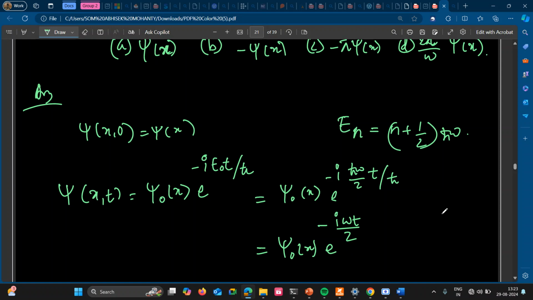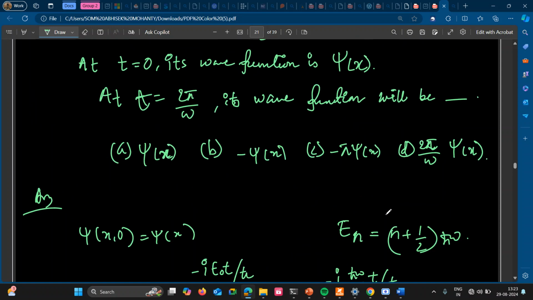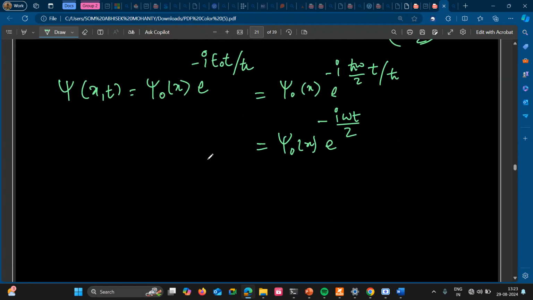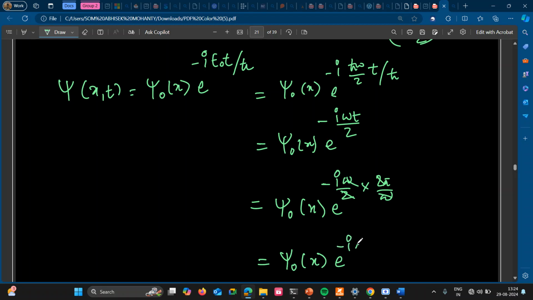Time is given also, time is 2 pi by omega. So let's put in place of time 2 pi by omega. So psi naught x e to the power minus i omega by 2 into 2 pi by omega. The 2 cancels, omega omega gone, so e to the minus i pi.